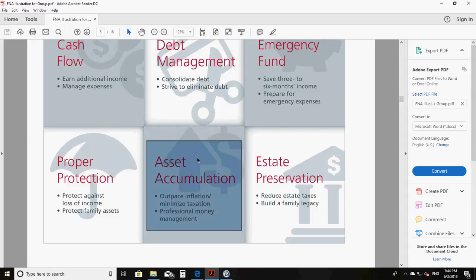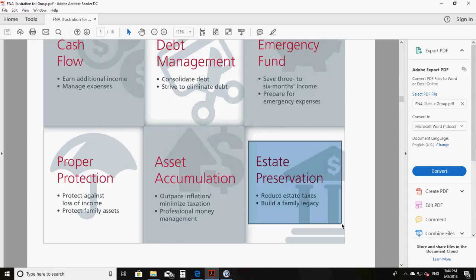Now, some people want to skip protection, roll into asset accumulation. It only works until it doesn't work, meaning whatever accumulated assets you have, if you're not properly protected and you're hit with a life event or a death event, those assets are going to get attacked. So proper protection before asset accumulation. And then, of course, we always want to have the estate preservation conversation, reduce estate taxes, build a family legacy that's going to go to the right intended heirs with as much intact as possible.